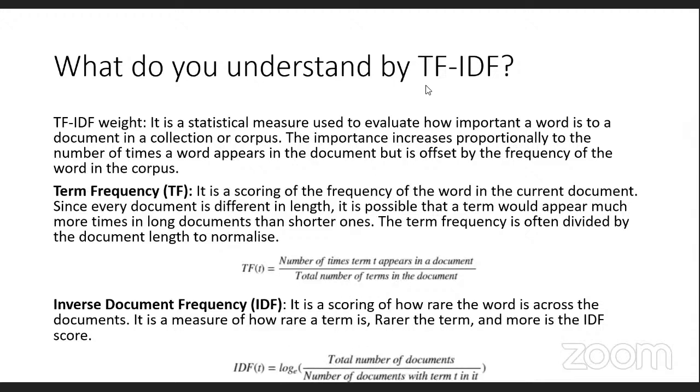What is TF-IDF? TF-IDF is the product of term frequency and inverse document frequency. See, it gives weightage to that word by checking not only that document, but all documents in the corpus. It checks the weightage of that individual token. That is what TF-IDF gives. Am I clear?